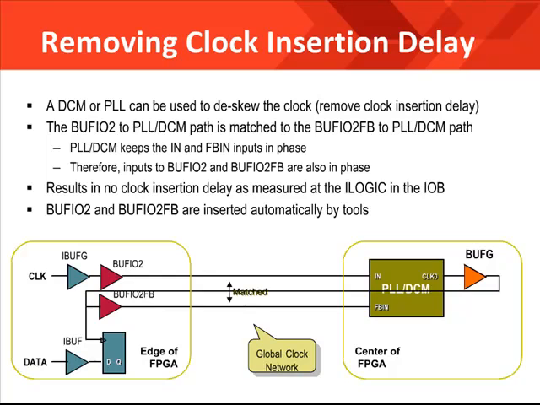and at one point it will be fed back through a BUFIO2 feedback. The BUFIO2 to PLL/DCM path will be matched to the BUFIO2 feedback to PLL/DCM path. This will allow the PLL/DCM to keep the CLKIN and the feedback CLKFB inputs in phase. Therefore, inputs to the BUFIO2 and the BUFIO2 feedback will also be in phase. And this results in no clock insertion delay as measured at the ILOGIC and the IOB. Now please note the BUFIO2 and the BUFIO2FB should be inserted automatically by the implementation tools.